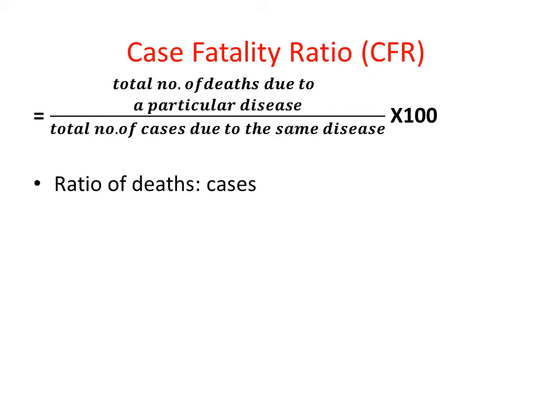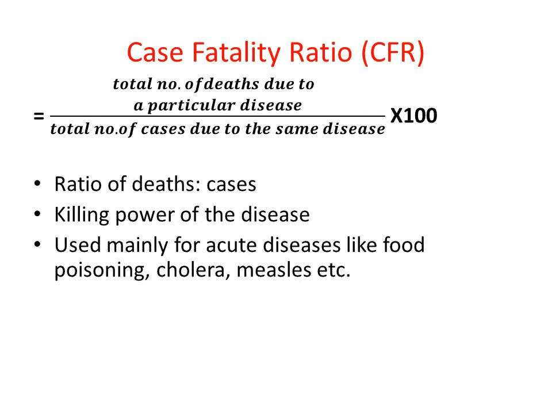A rate would be when number of cases are followed up and it is seen how many of them die during the treatment. That would be rate. But this is not the case in this. It measures the killing power of the disease and is used mainly for acute illnesses like food poisoning, cholera, measles, etc.